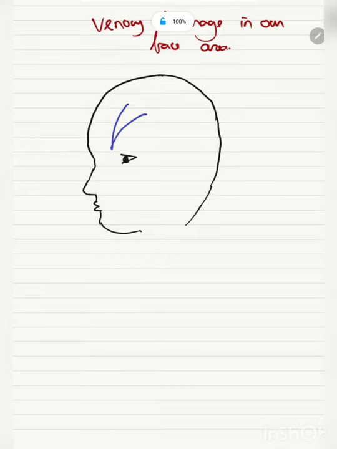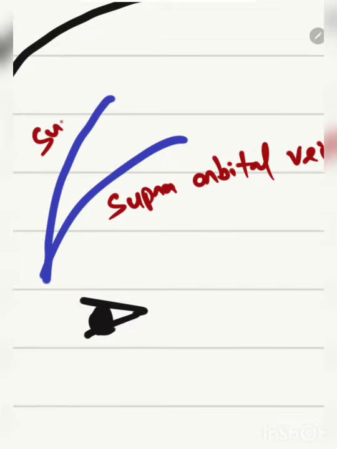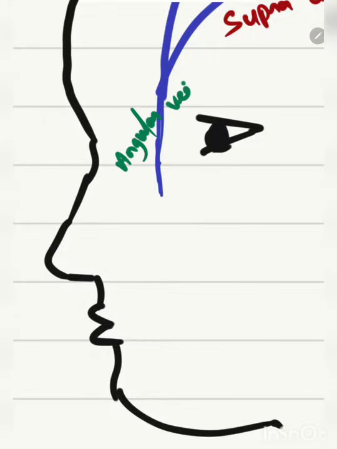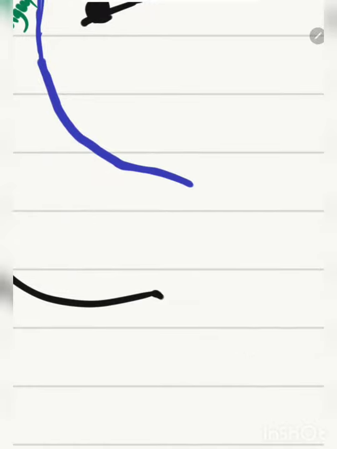the supraorbital vein and another is the supratrochlear vein. The supraorbital vein and supratrochlear vein join together and form the angular vein, which continues as the facial vein.